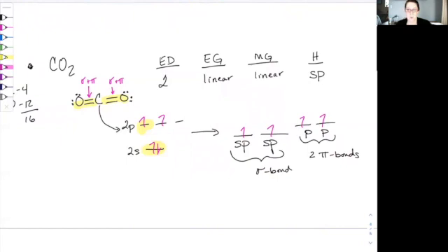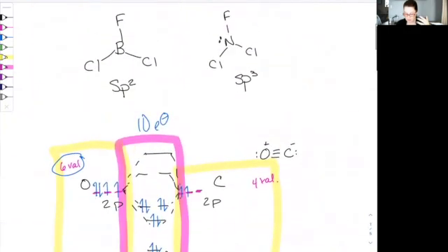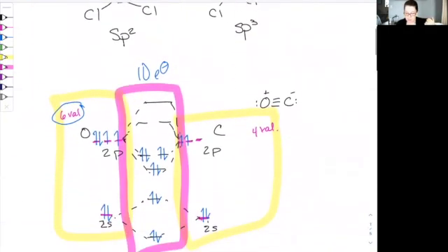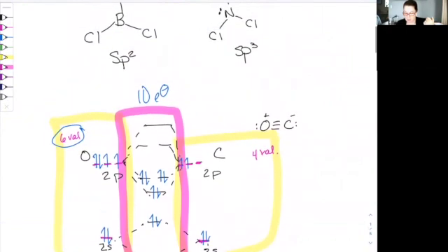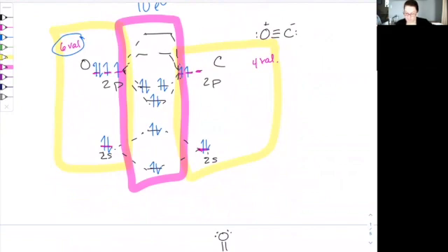Okay, so we talked about electron domains, electron geometry, molecular geometry, hybridization. We talked a little bit about MO diagrams. Let's do one. Oh, we did CO. That was the one I wanted to do. Oh, let's do the bond order. So let's determine the bond order for carbon monoxide.